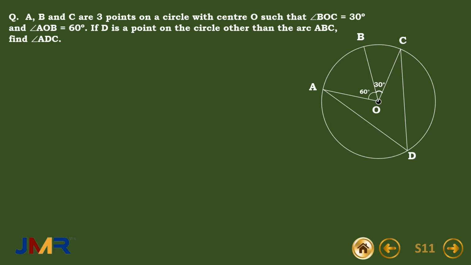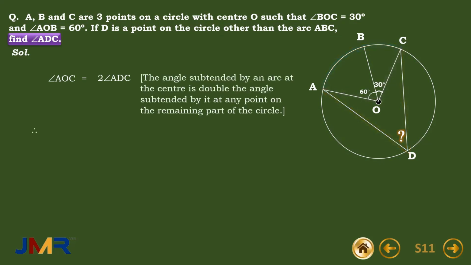Now, first of all, find angle AOC. What is angle AOC, dear friends? Sum of the 60 and 30. Angle AOC is equal to 2 angle ADC. If I want to find angle ADC, I need to know angle AOC. How can I find angle AOC?